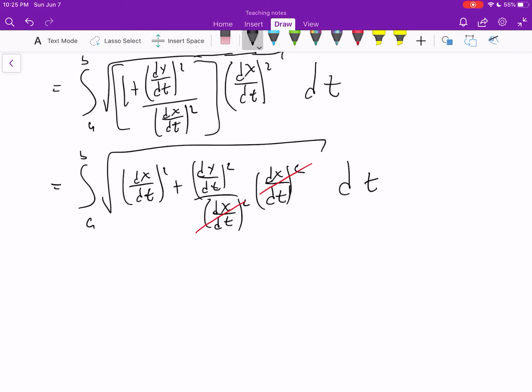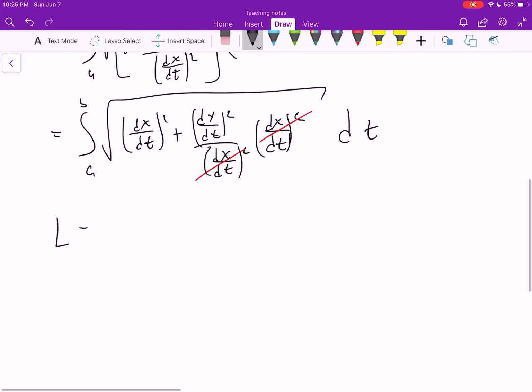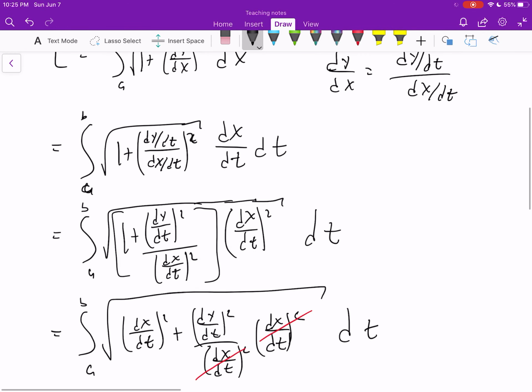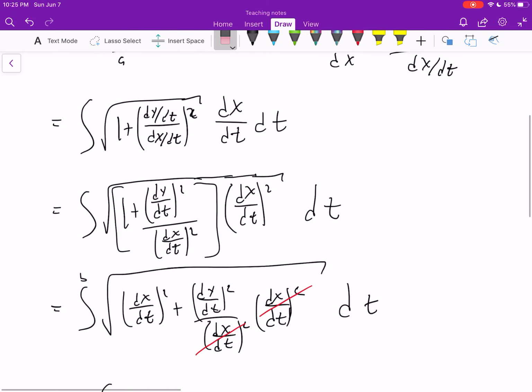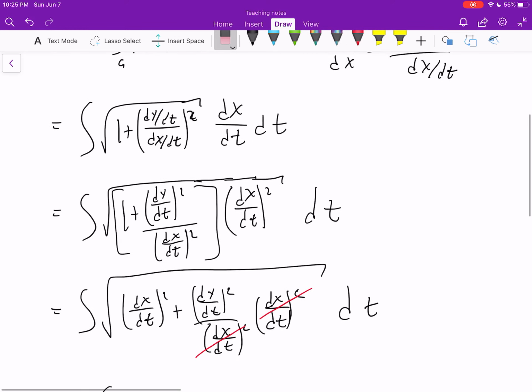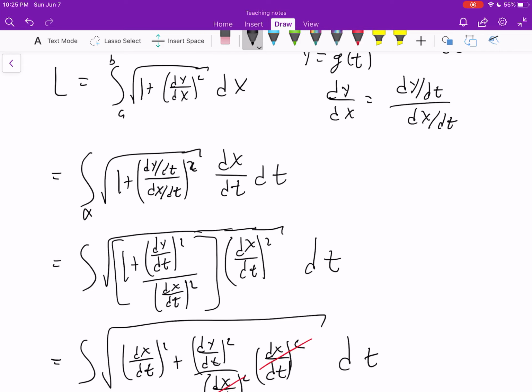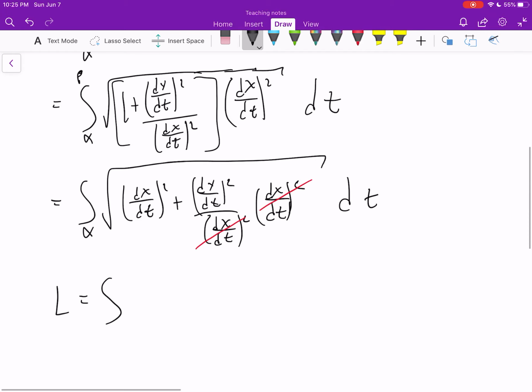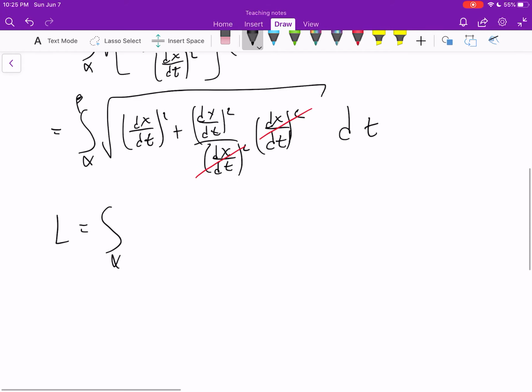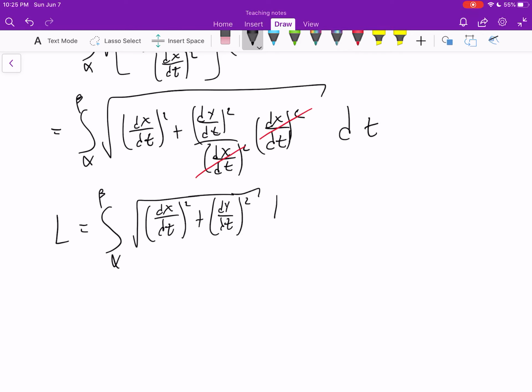The point of writing it like this is that now these cancel here. What I'm left with is, if I can write this thing parametrically, the arc length then, and I should have changed bounds. When I turn this into dt, these should have turned to alphas and betas because the bounds aren't the same. Let me fix that real quick. So this becomes the integral from alpha to beta, square root of dx dt squared plus dy dt squared dt.